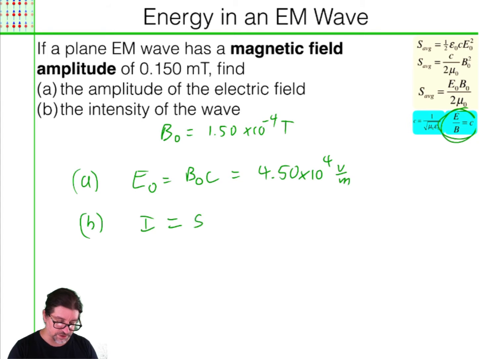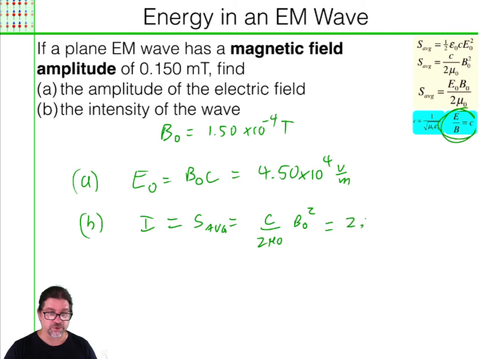And for the intensity, well, we have 3 equations to choose from to calculate the intensity, because the intensity, remember, is just the average Poynting vector. So I'll use the one that is c over 2 mu naught times B naught squared. c is 3 times 10 to the 8. Mu naught is 4 pi times 10 to the minus 7. B naught is given as 1.5 times 10 to the minus 4. So we can get our value there, and I get approximately 2.7 times 10 to the 6 watts per square meter. What's next?